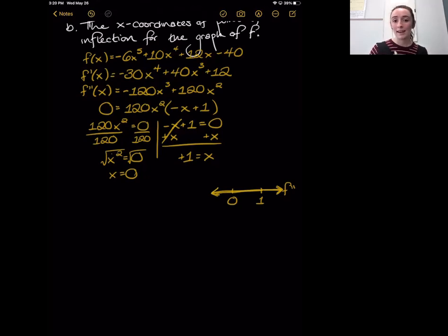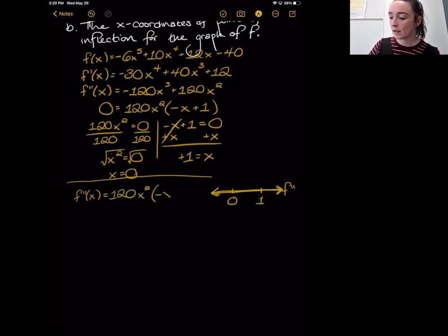The way that I do this, I like to go back to my factored form of the second derivative because I think working with the factored form can be a little bit easier. So let me just rewrite the factored form. f double prime of x is equal to 120x squared times negative x plus 1.